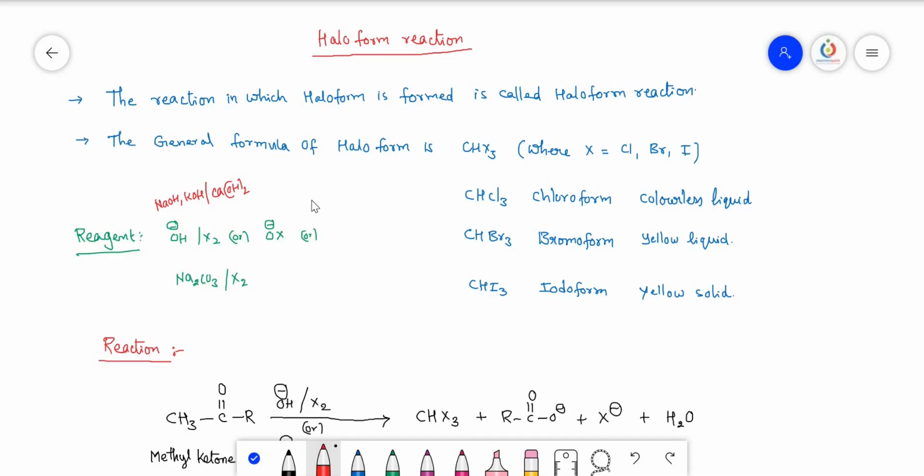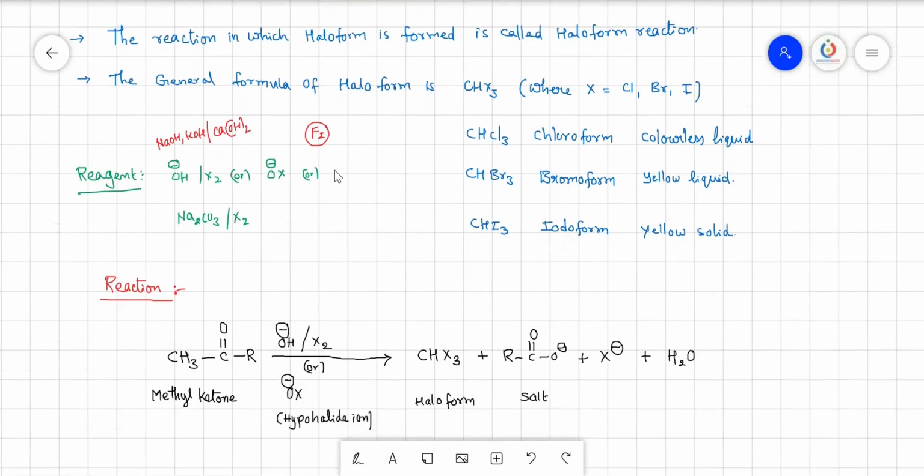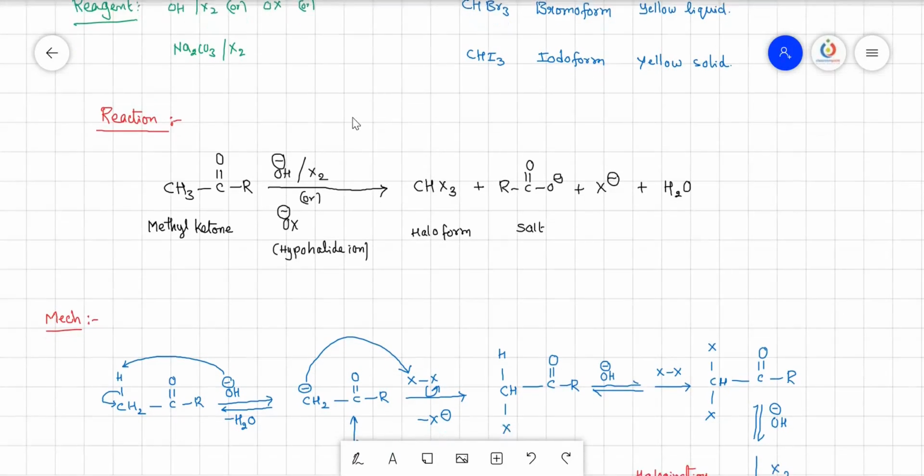The reason for not using the fluorine is that fluorine has more oxidizing power than oxygen, so fluorine oxidizes this OH minus ion to oxygen, and the OH minus ion will not be available in the reaction. When OH minus ion reacts with the halogen, it forms a hypohalide ion. So this combination also we can use in the reaction, or else we can use sodium carbonate with the halogen. Now let's come to the reaction.